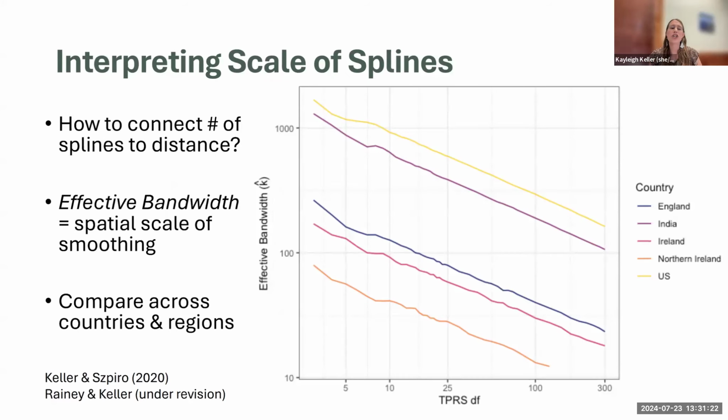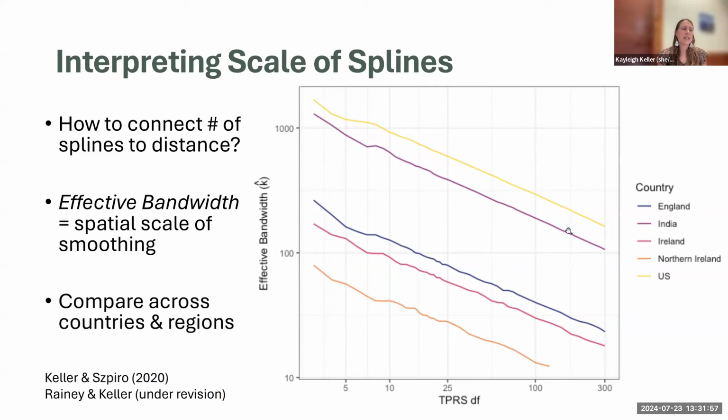So first of all, how do we interpret this in terms of spatial distance? Working with Maddie Rainey, a graduate student who works with me at Colorado State University, we've put together a tool for calculating what we call an effective bandwidth. Basically, it's a way to take the number of splines, which in this plot is what's on the horizontal axis at the bottom, so how many splines in the model, and relate it to a physical spatial distance. This is labeled effective bandwidth here, but this 10, 100, 1,000, you could really think about that as 10 kilometers, 100 kilometers, 1,000 kilometers.